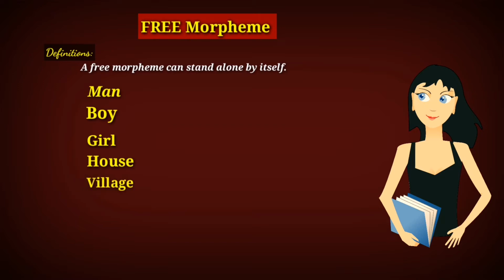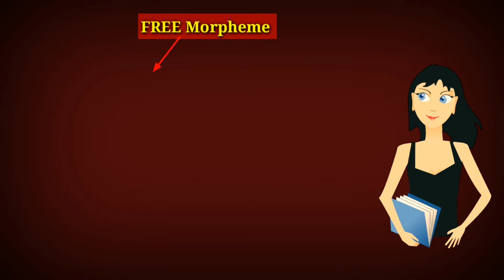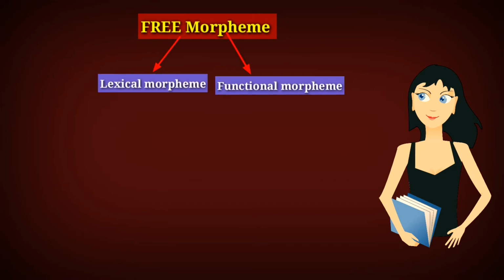village, country, etc. As you have got the idea about free morphemes, you should also know that free morphemes are further divided into two types, and those are lexical morphemes and functional morphemes. So what is the difference between them? Let's move on and discuss it.